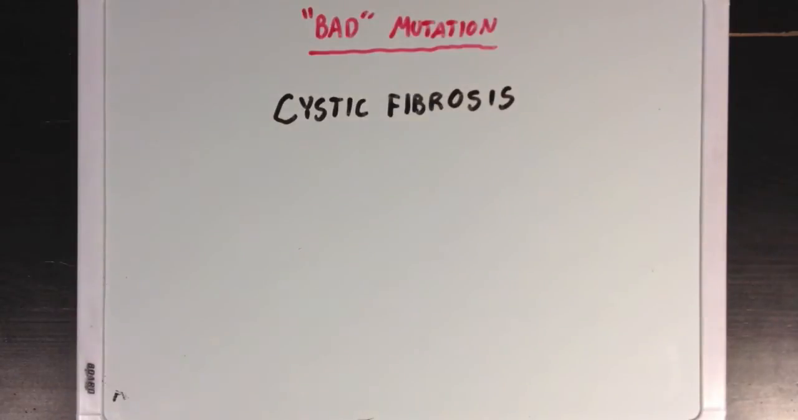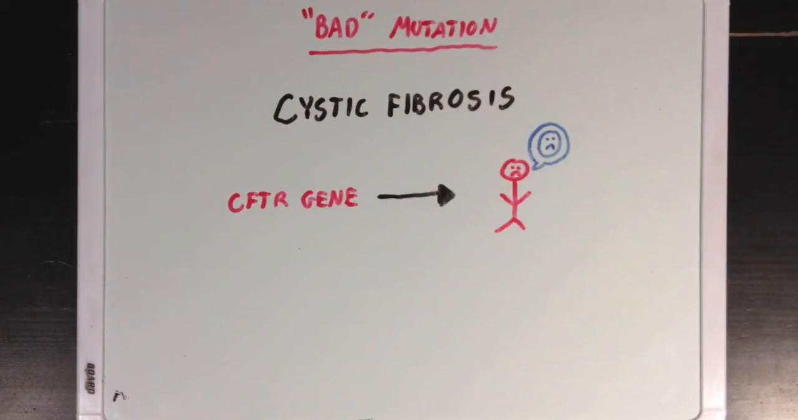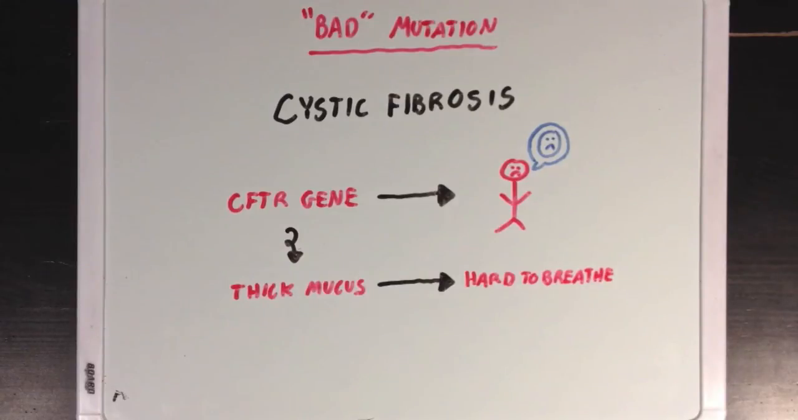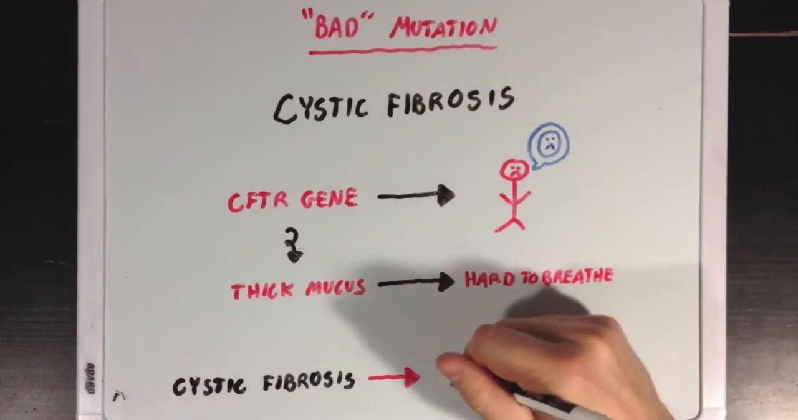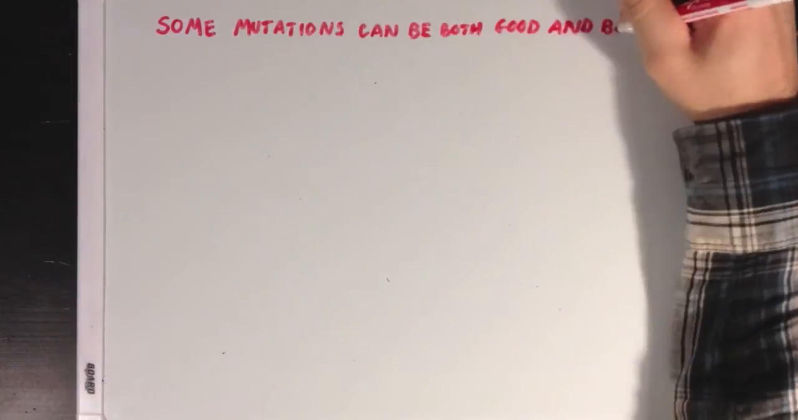So the disease cystic fibrosis is usually caused by a mutation in the CFTR gene. Now, I'm not really going to go into detail about how this mutation actually hurts you, but I'll leave you with the idea that what it does is it makes the mucus that you'd find in a person's lungs really thick, which makes it really hard for people affected with the disease to breathe. So in general, we can say that the mutation causing cystic fibrosis would be a quote-unquote bad mutation. But mutations aren't strictly good or strictly bad.